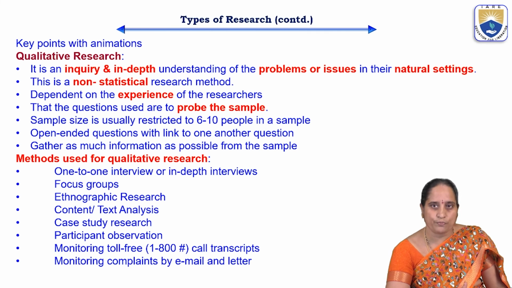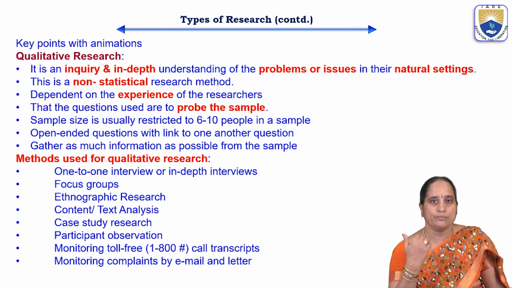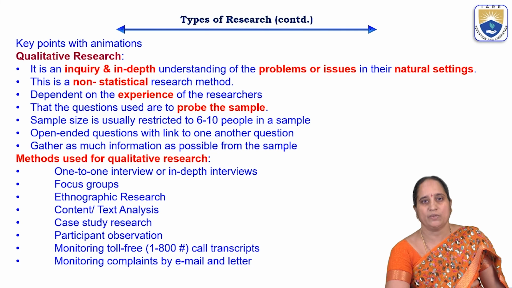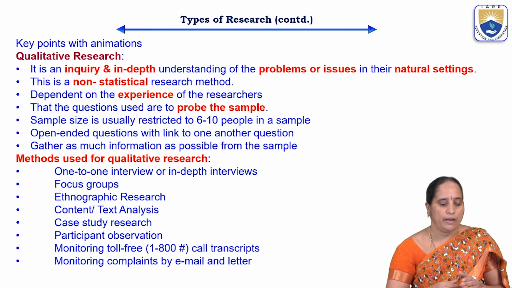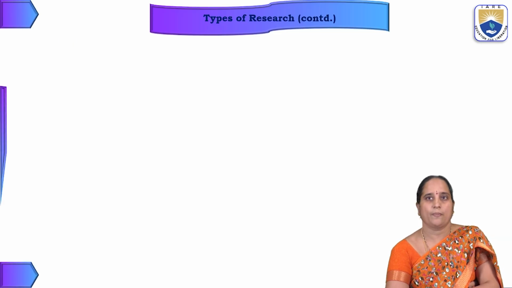See, methods that are used for qualitative research are one-to-one interviews or in-depth interviews. So sometimes we need to conduct interviews directly with the respondents. Whenever you are going to do some investigation, we have to approach the people directly. In some cases, if necessary, we also conduct in-depth interviews. And sometimes we focus only on a particular group of people. Ethnographic research is another method, and content analysis and case study also we consider, and observation methods. All these things are part of qualitative research methods.